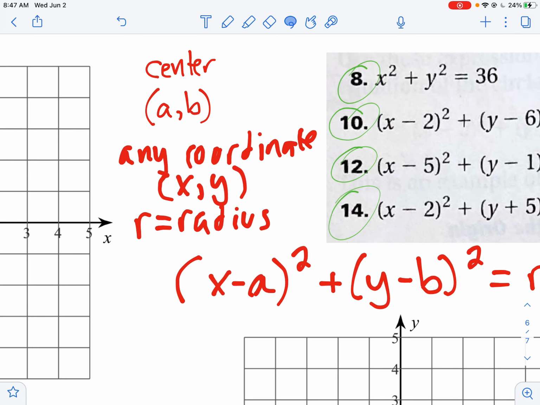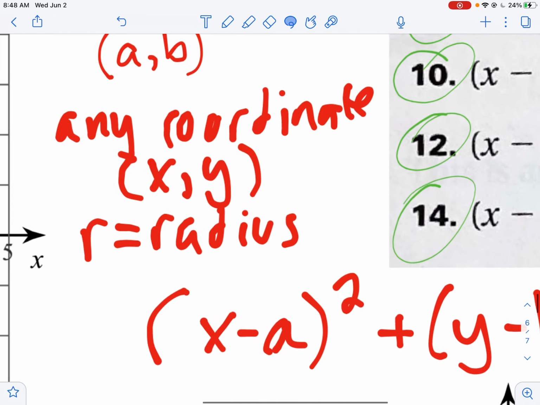x and y represent any coordinates on the edge of that circle. So technically when you're looking at that circle, if you can find any coordinates, you can plug in x and y and that will work within the context of this equation. And then you have your r, which is your radius.